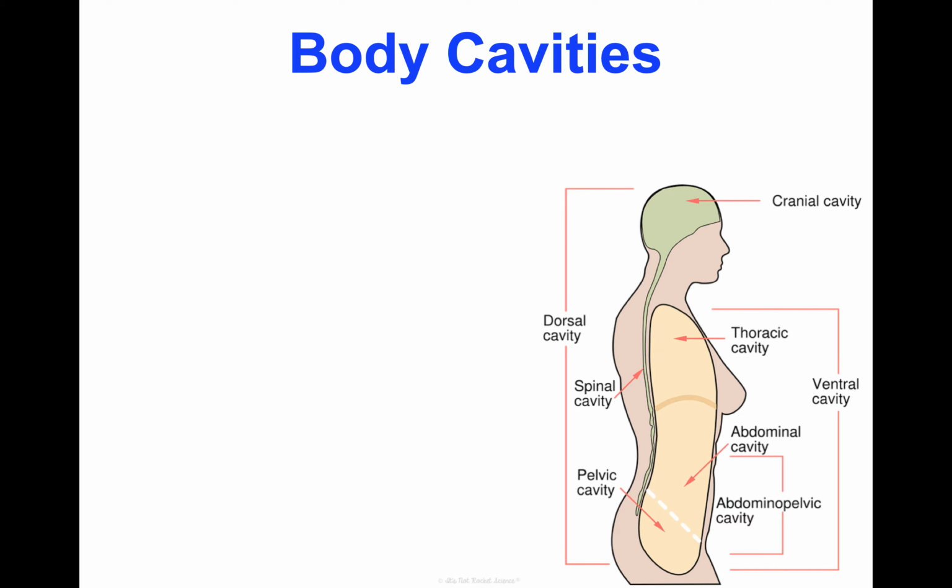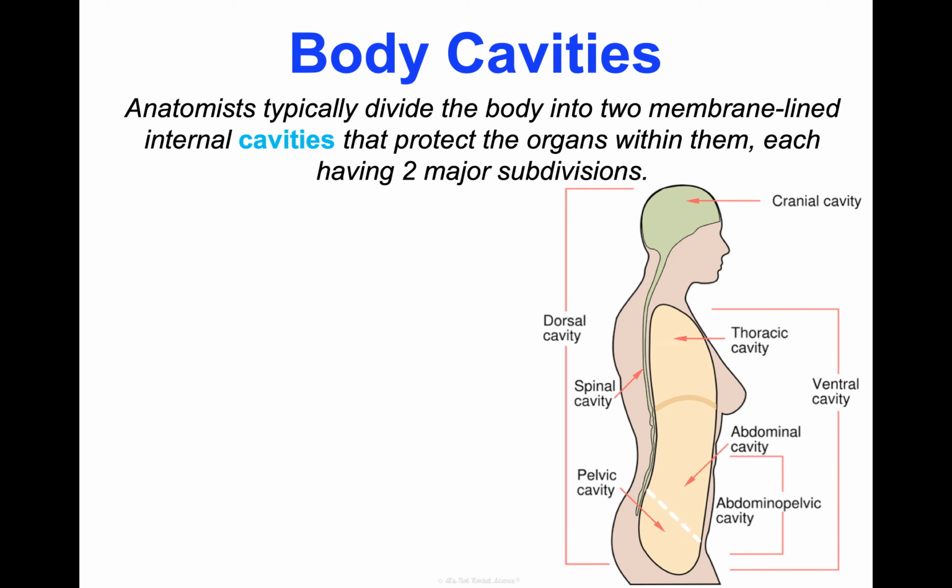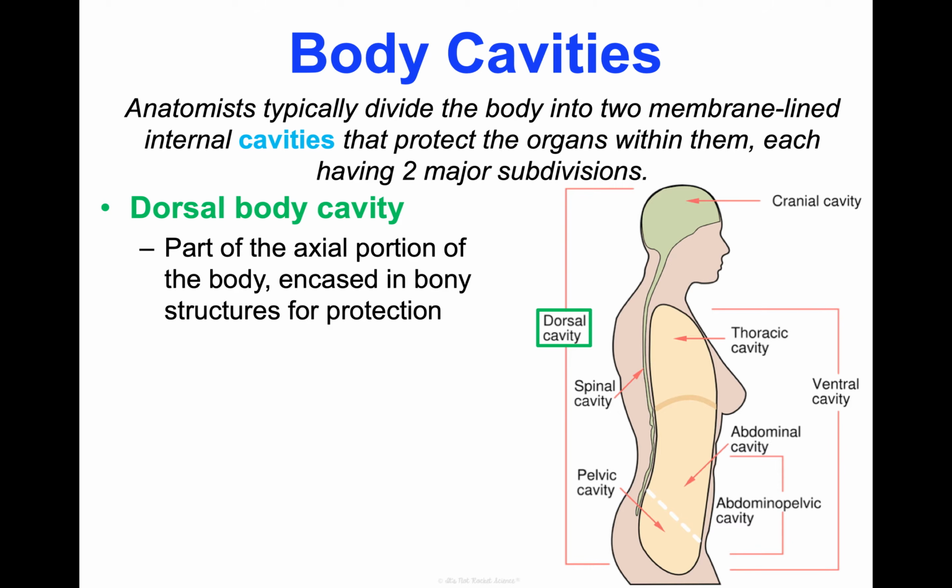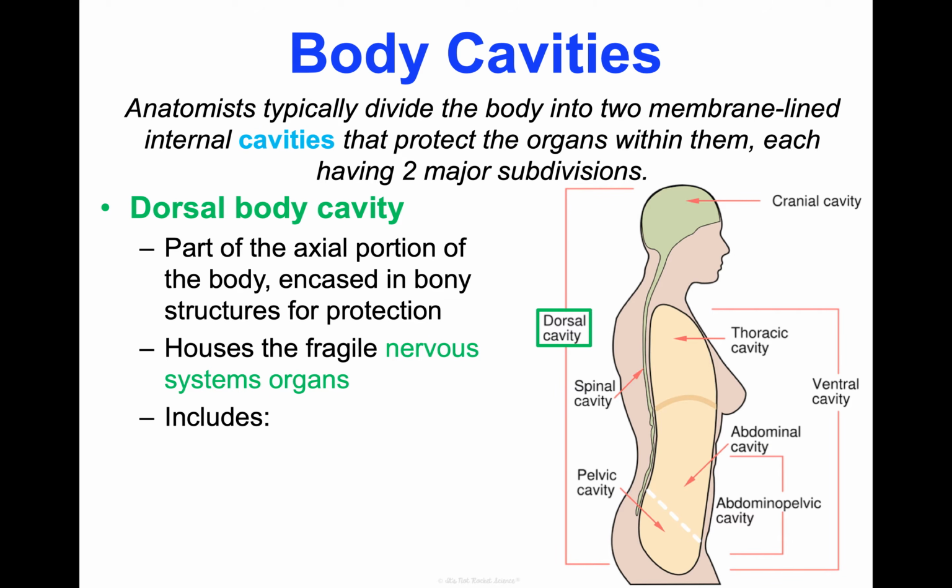In class, we're gonna stop and do a little activity with this, but for now, we're gonna keep pressing through. Another way we can look at the way your body's organized is through body cavities. So we typically divide the body into two membrane-lined internal cavities that protect the organs within them, and each have two major subdivisions. So first, we have your dorsal body cavity. It's part of the axial portion of your body, so the trunk, and it's encased in bony structures for protection because it's housing your fragile nervous system organs.